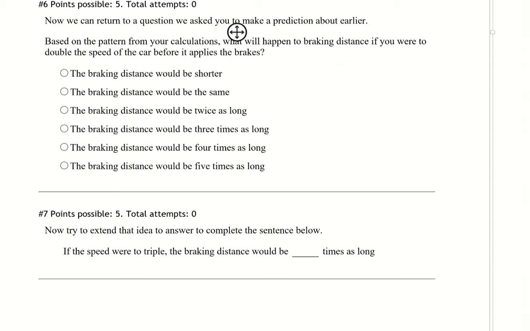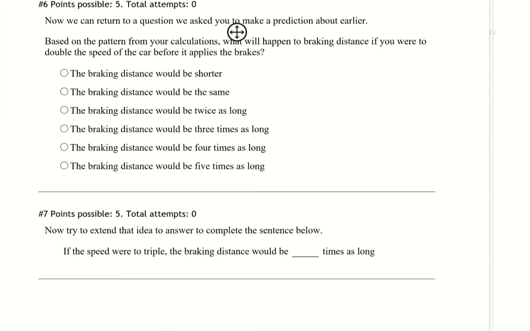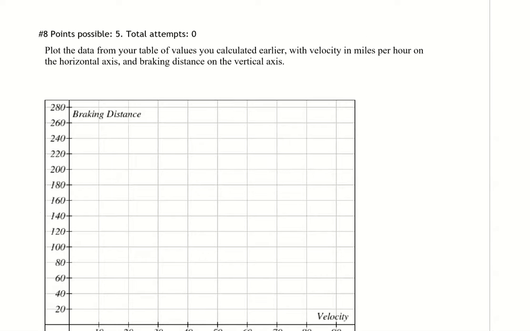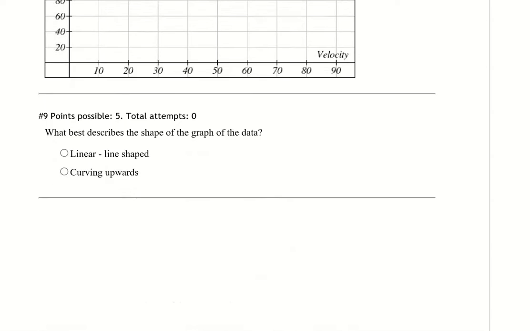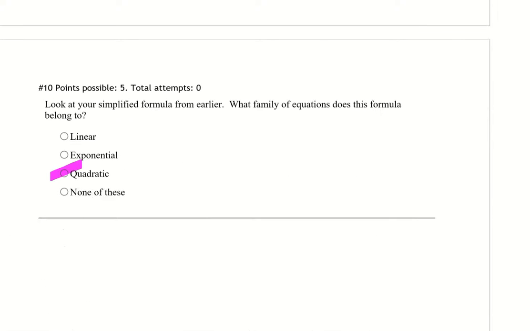So now we look at that question that we predicted earlier. What happens to your braking distance if you double the speed? Well, if you double the speed, it's actually going to be four times the amount. And that's because we're squaring things. So if you triple the speed, square that, it's going to be 9 times the amount. So you're going to plot your data from that table, and it's actually going to be a curve. So this curve makes it quadratic, not any of the other points.